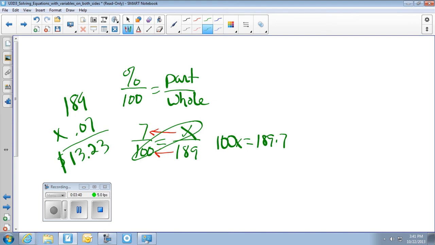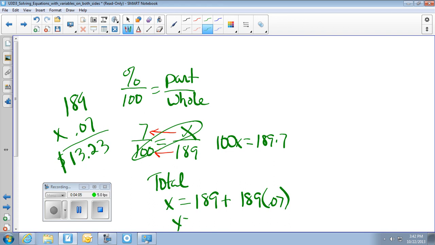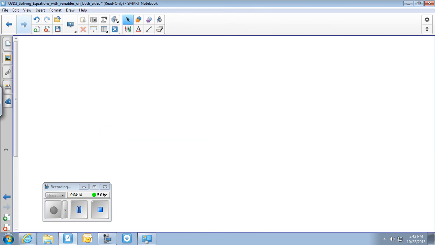And then I'm going to need to add to the cost of the original amount, the 189. So you should have a total amount, or X, is equal to 189 plus 189 times 0.07. And so you should get an answer of $202.23. So $202.23 for number 1. All right, number 2.